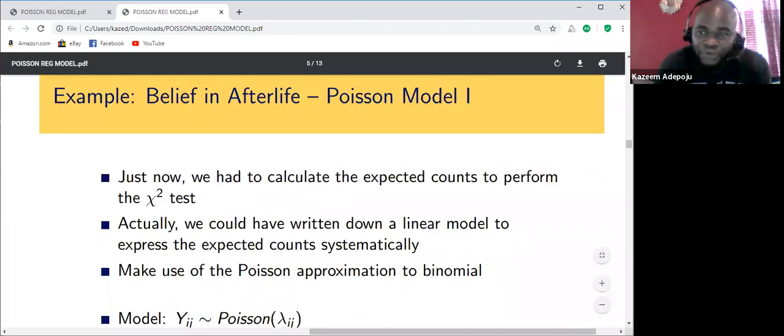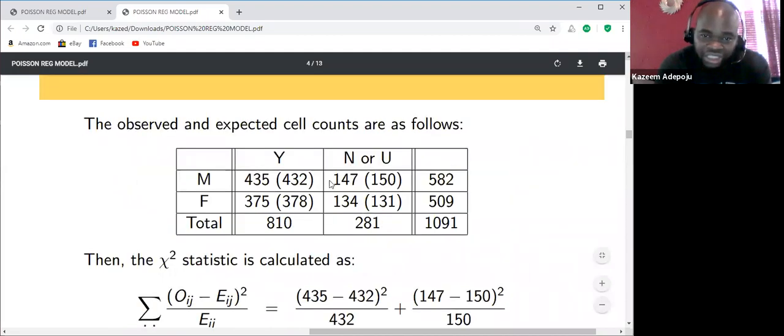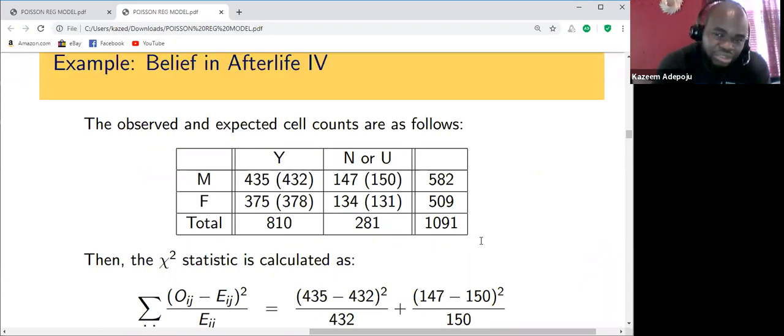Don't forget that the other time, when getting the lambda ij, we got the expected values. This is like a lambda ij for this, and this is like the lambda for this. We got a different lambda because we got a different expectation. 432, 478, 150, 131, they are expected values, so they are more or less like the lambda ij that I'm talking about.